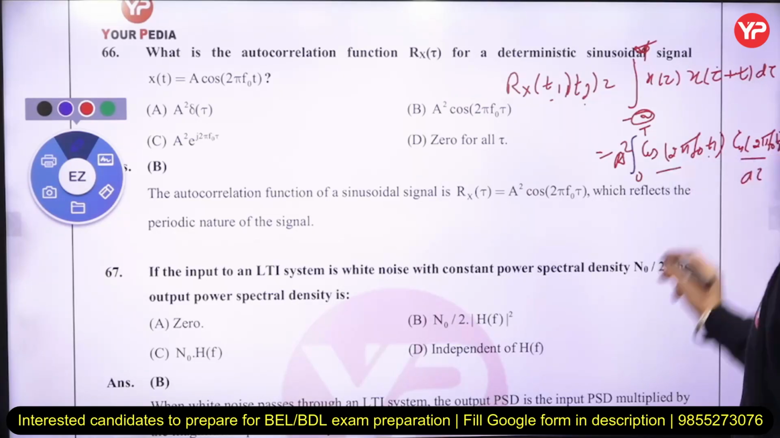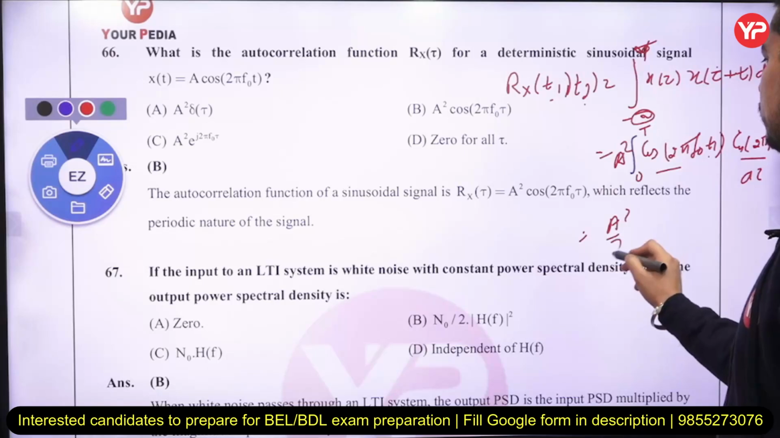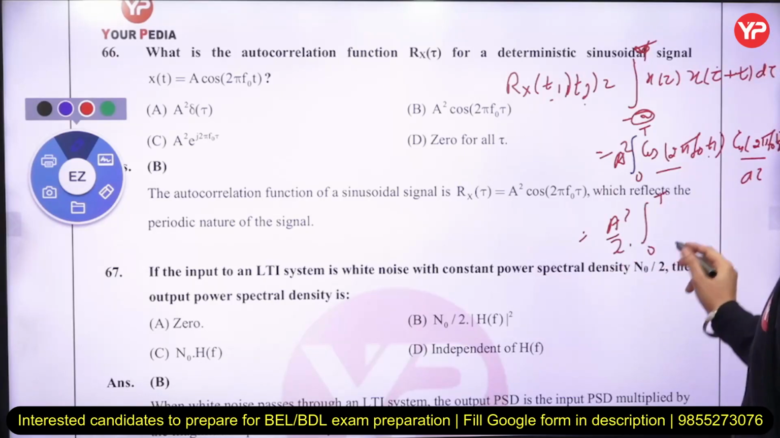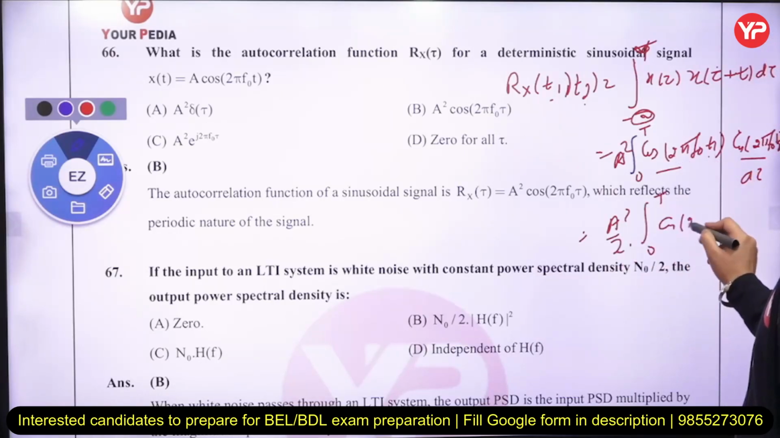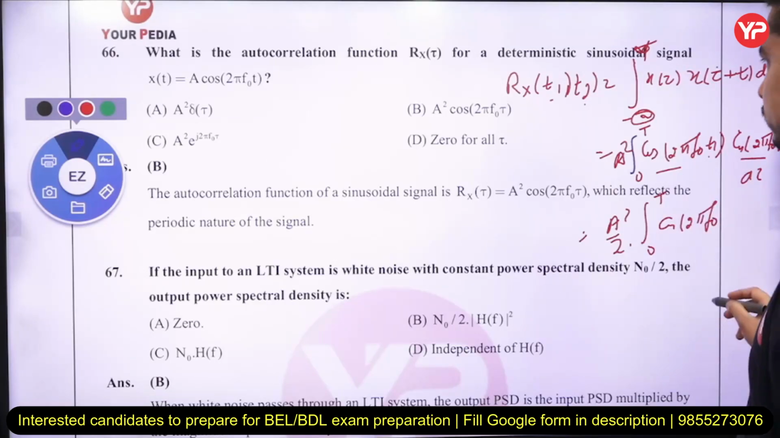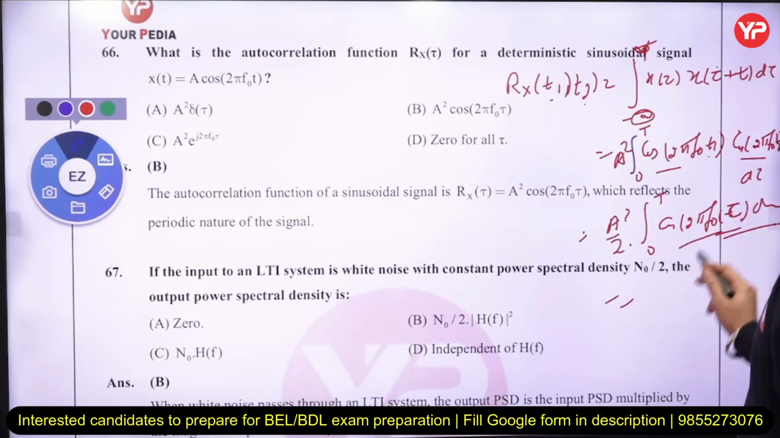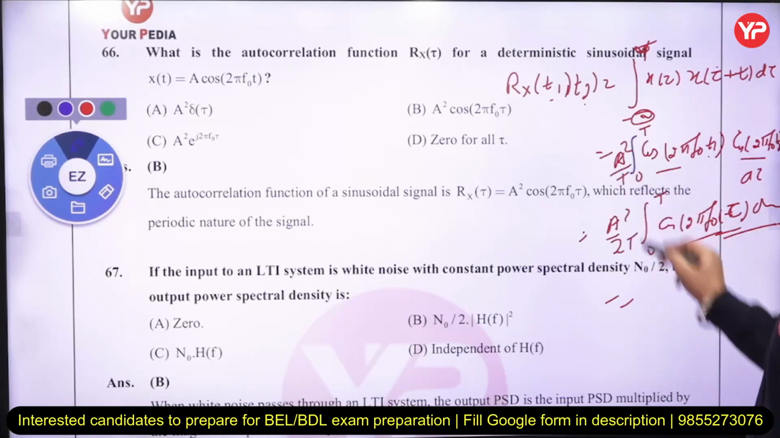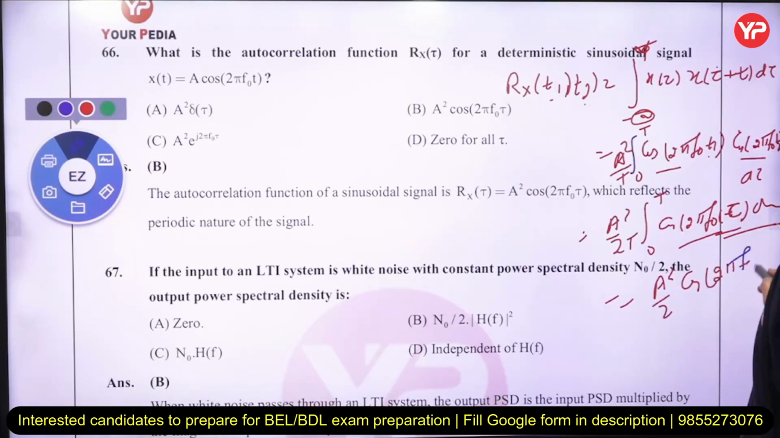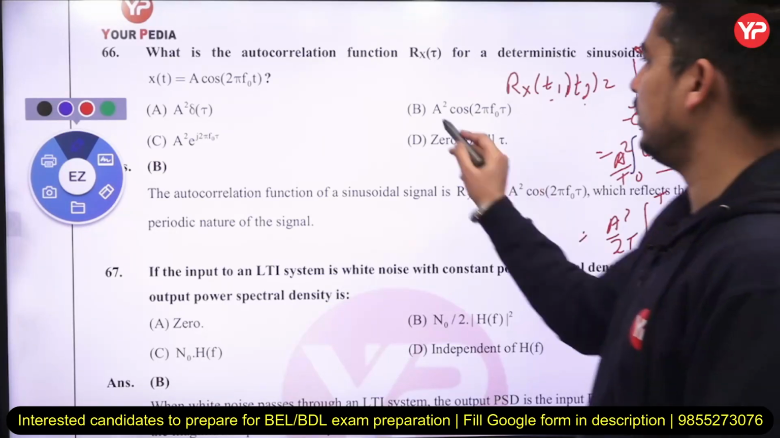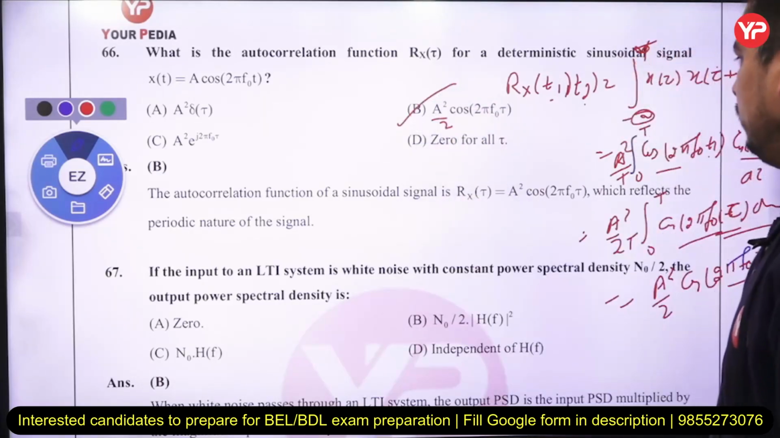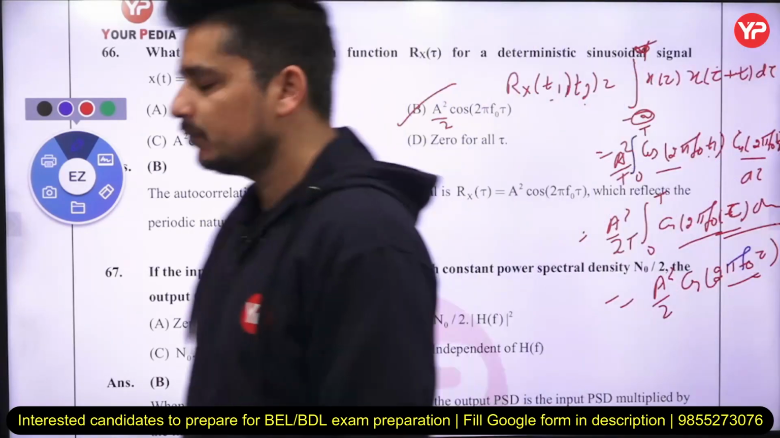Whenever you apply cos A cos B, it is going to be A squared by 2 outside and integration 0 to T of cos of 2 pi f naught, T1 minus T2, let us take tau, d tau, and the other term becomes 0. Whenever you integrate this, you get 1 over T also there. So T and T cancel out, leaving A squared by 2 cos of 2 pi f naught tau. So it should be A squared by 2 here, right? That is the answer. That is the periodic nature.